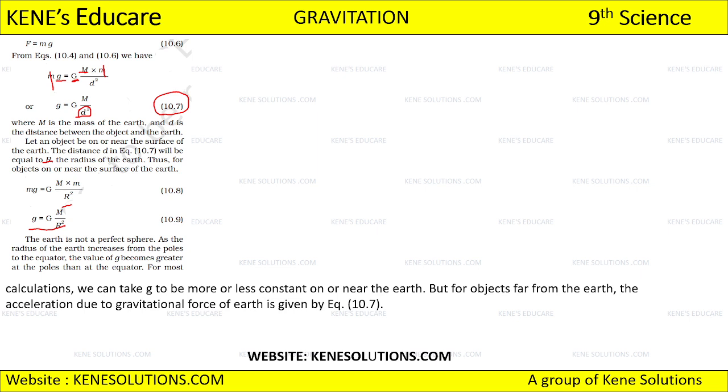For objects which are far away from the earth, acceleration due to the gravitational force is given by equation 10.7. For that we will be using this. Instead of writing the radius, we will write distance square itself. I hope every one of you has understood this.